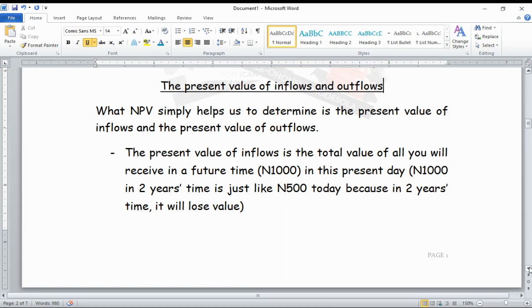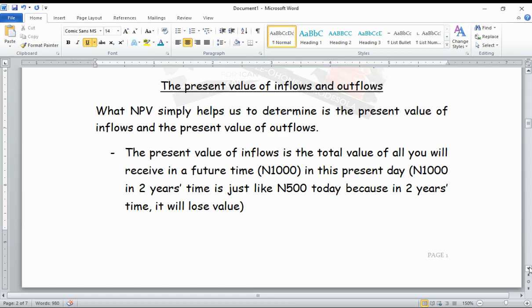So now, what is the present value? Let's look into the present value of inflows and the present value of outflows. What NPV helps us to determine is basically the present value of inflows and outflows. Like I said earlier, if we're deciding on the project today and starting the project today, we don't need present value. But because this project is a future project, I want to know the value of that future amount today. So that's the reason why we're doing net present value.